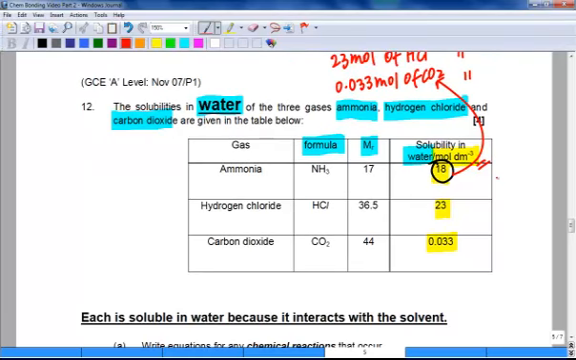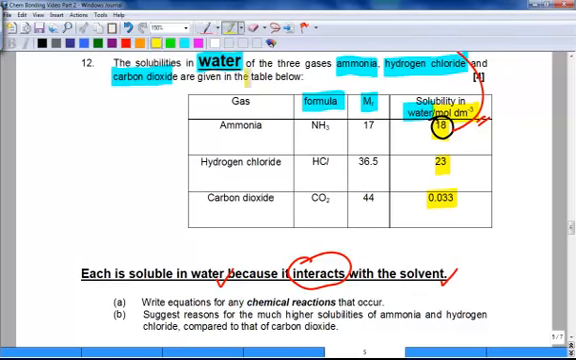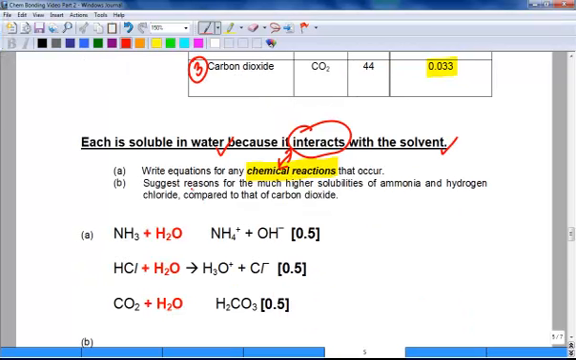So the question actually says that each is soluble in water because it interacts with the solvent. So how does it interact? The question gives you a clue that it may be a chemical reaction. That is why they actually ask you to write equations. Let's take a look at ammonia, followed by hydrogen chloride and carbon dioxide. So for all the three gases, because the question is talking about chemical reactions, that's why I need to add water for all the equations, if you notice.